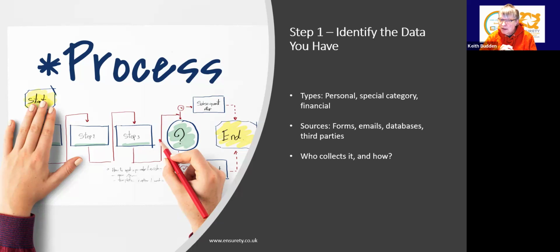Where does it come from? Because it has to come from somewhere. It doesn't just suddenly appear. It has to come from somewhere. So where's it coming from? Is it coming from a form? Is it being extracted from emails? Is it in a database? Is it in a third-party database that maybe you access for information?